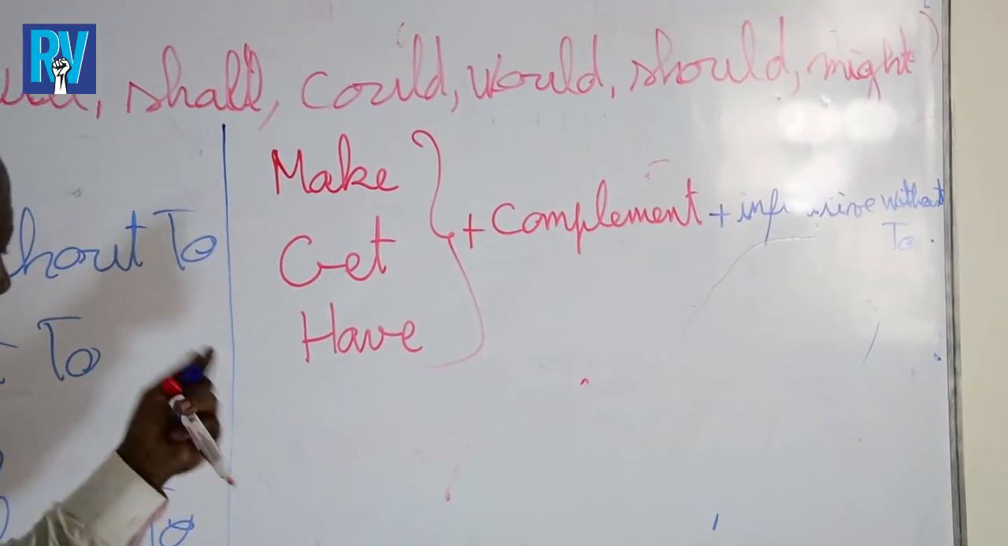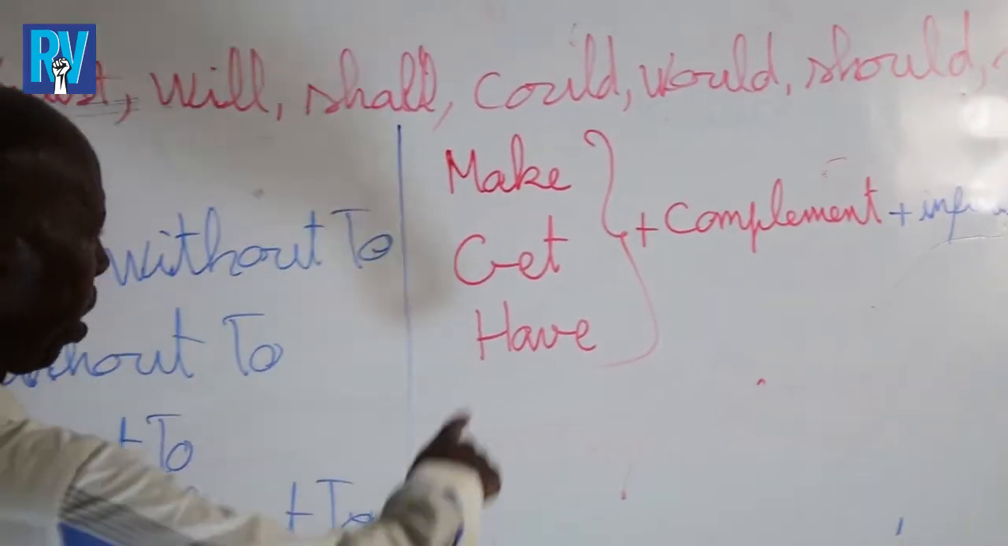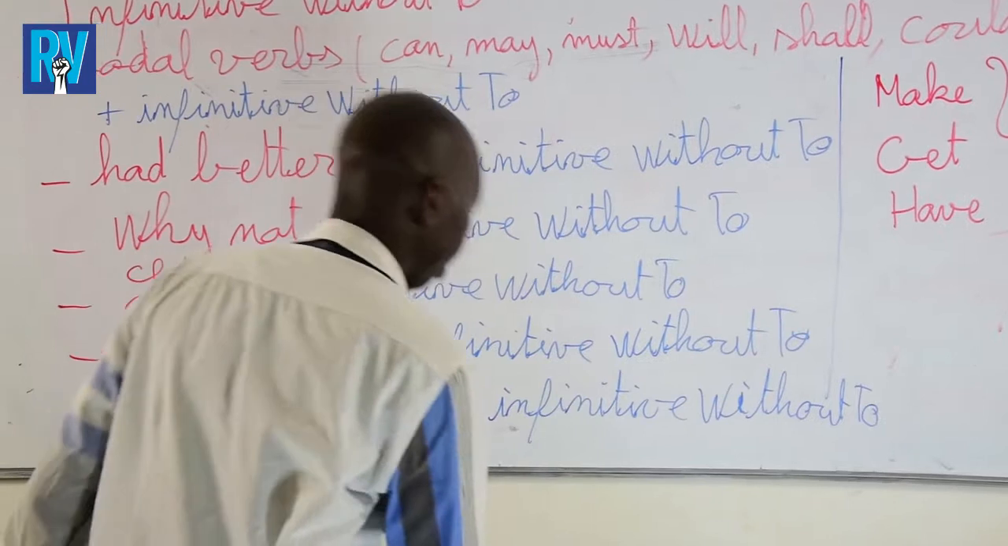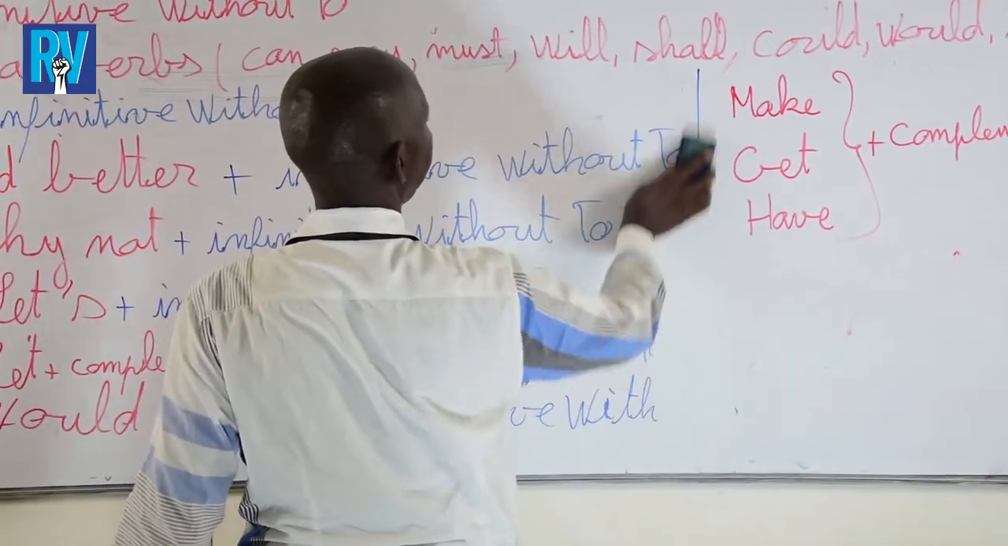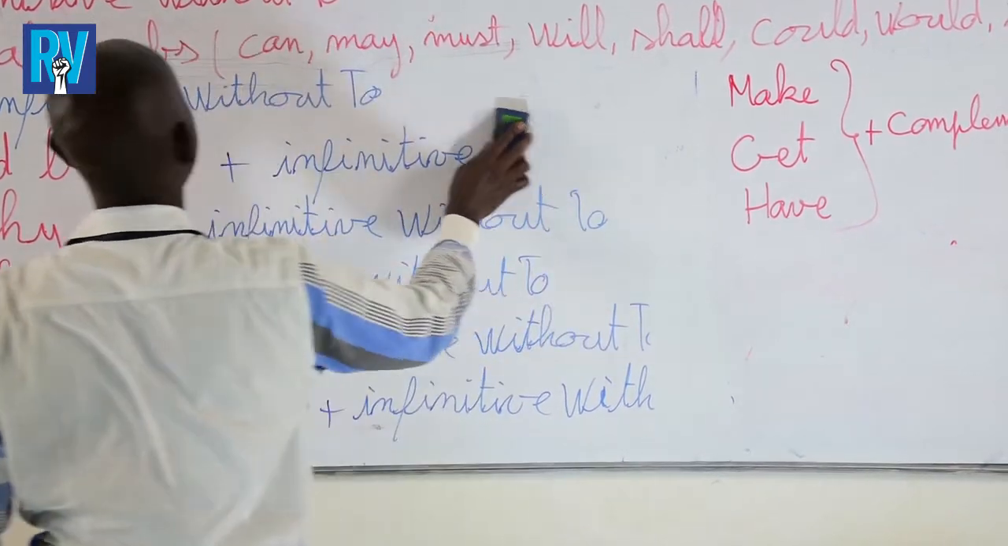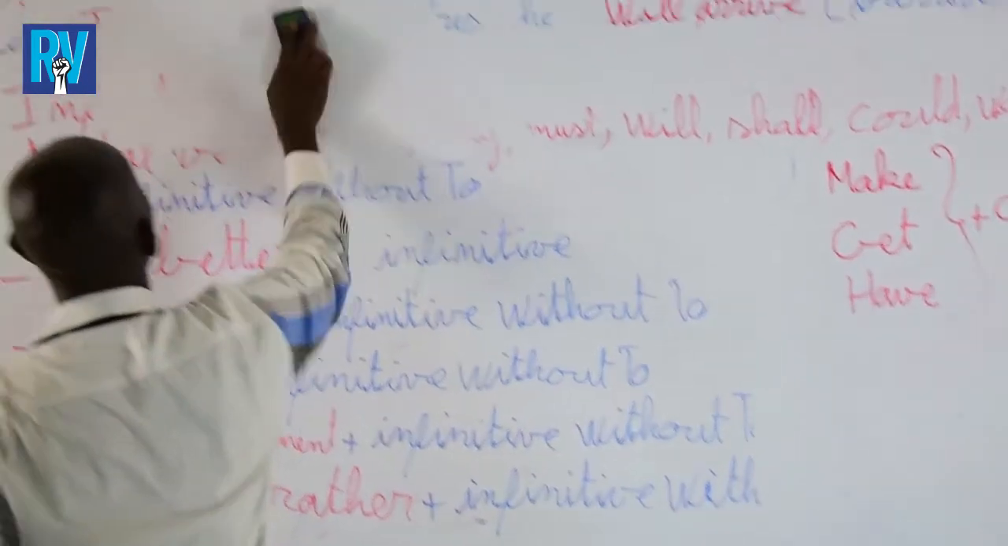Okay, let's have some examples. On va avoir quelques exemples avec ces trois verbes-là. Make, get et have, suivi d'un complément. Le verbe qui s'écrit à l'infinitif sans to.